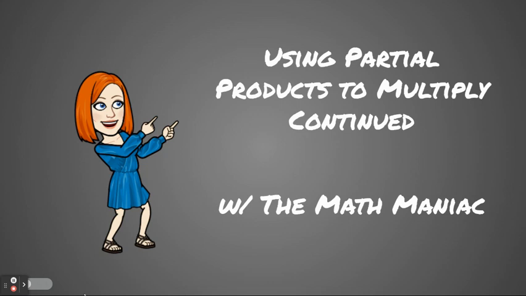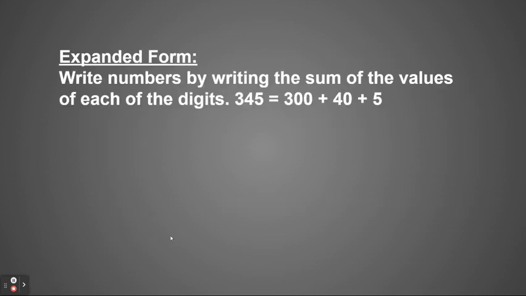Today we're going to be continuing to talk about using partial products to multiply. If you recall, we talked about two different terms that we used when we were using partial products to multiply. The first is expanded form. So remember, expanded form means that we write numbers by writing the sum of the value of each of the digits. So if I had the number 345, that'd be the same as 300 plus 40 plus 5. I would expand it out using place value knowledge.